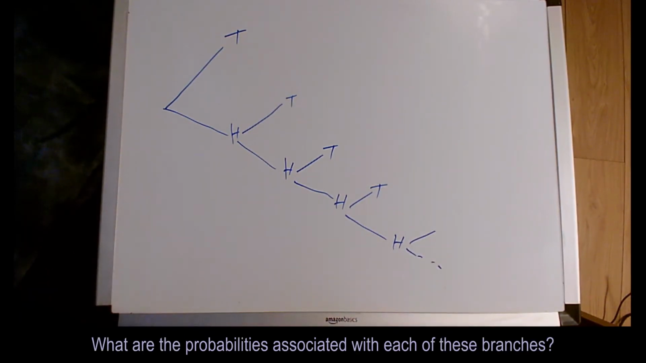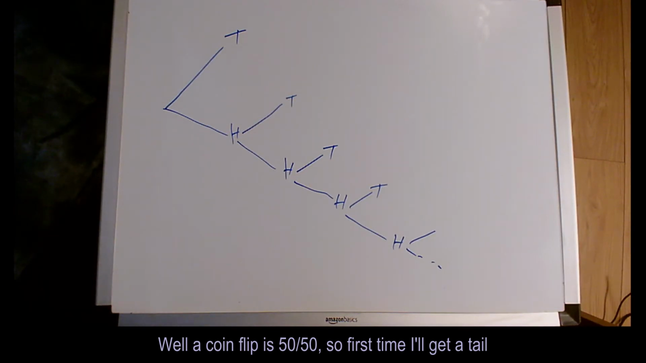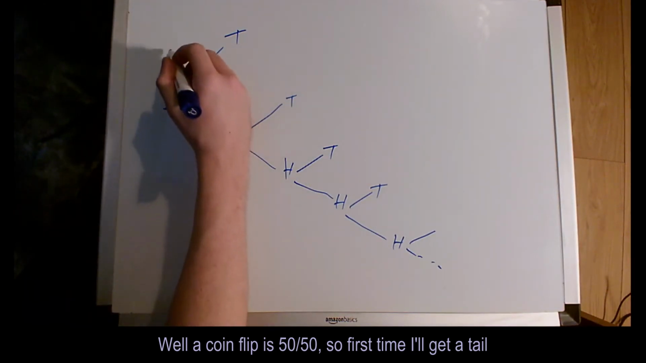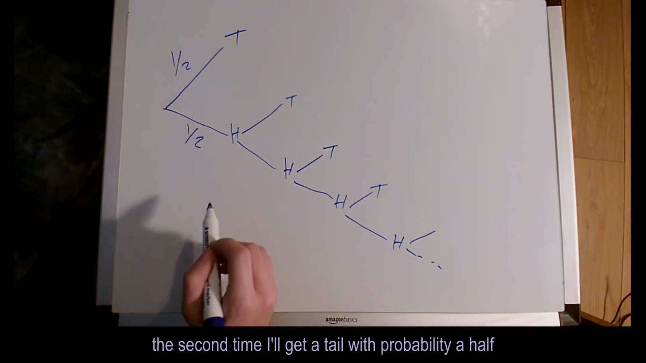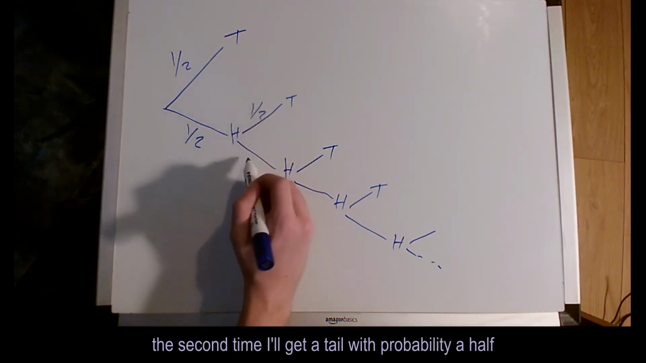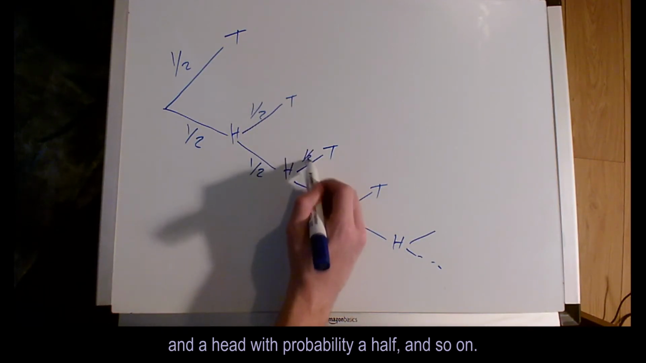What are the probabilities associated with each of these branches? Well, a coin flip is 50-50. So the first time I'll get a tail with probability a half and a head with probability a half. The second time I'll get a tail with probability a half and a head with probability a half, and so on.